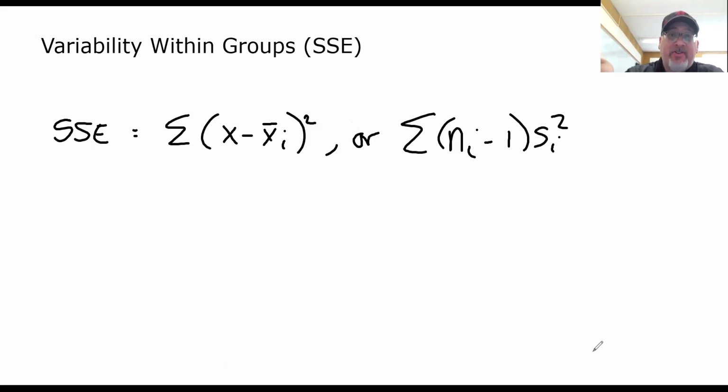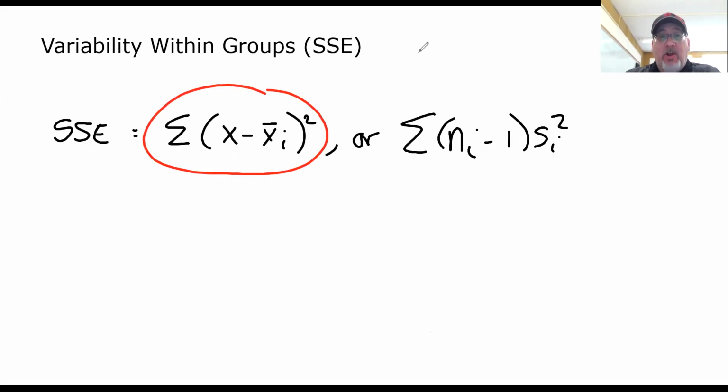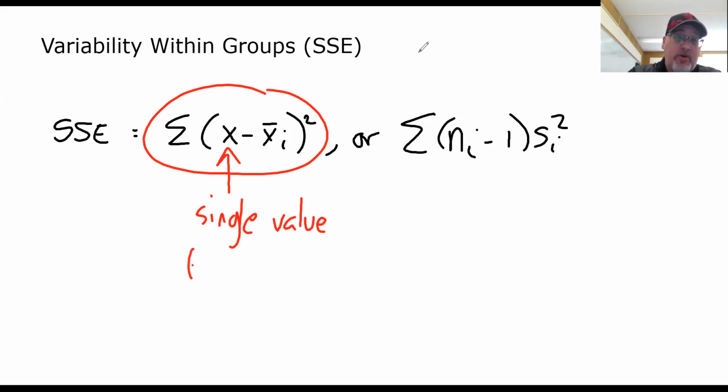One is to calculate this sum. Now, this sum takes a long time to calculate because what this X represents is a single value. And since we had 9 samples of each with 30 values, there would be 270 values. What you do is you take each value, subtract it from its sample mean, square that, and then add them all up. But this would be 270 terms because that's our grand sample size.